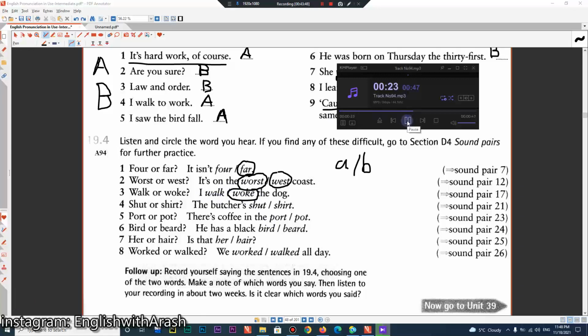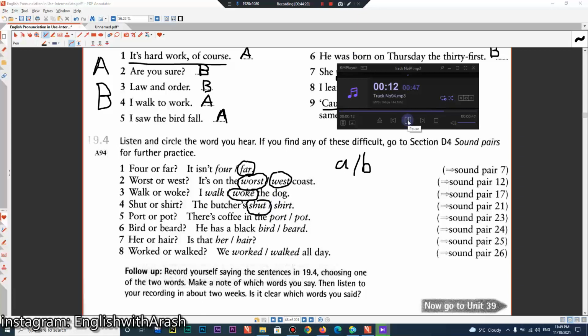4, shut or shirt. The butcher's shut. This one is easy. So it has to be A, right? Because it says shut. Shut means closed, like the school is shut. The restaurants are shut. The restaurants were shut because of the pandemic. So yeah, shut.